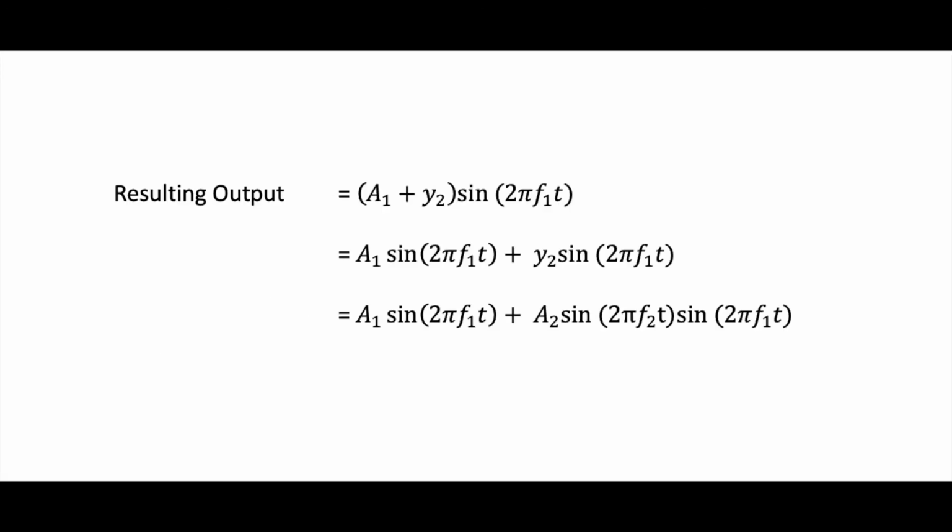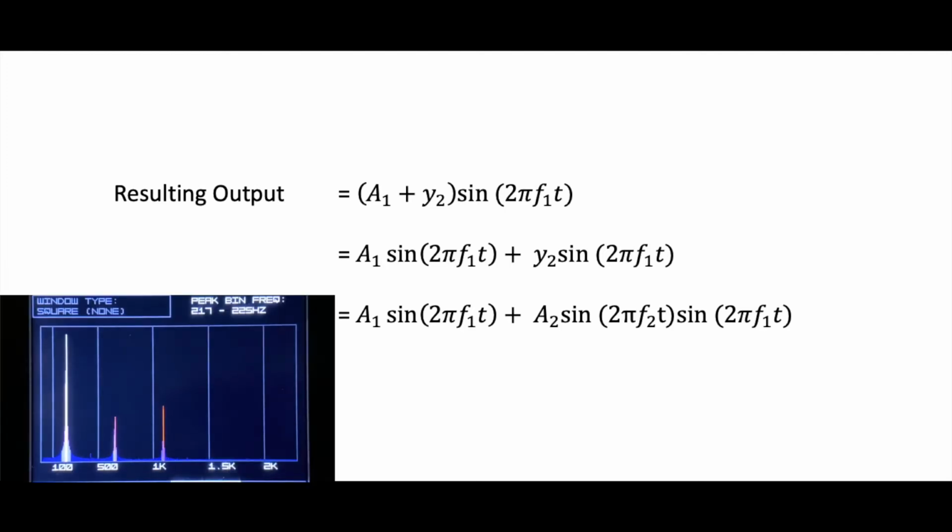The result becomes (a1 + y2) sin(2π f1 t), which breaks up to a1 sin(2π f1 t) + y2 sin(2π f1 t), which further breaks up because we can replace what y2 is, and we get a1 sin(2π f1 t) + a2 sin(2π f2 t) sin(2π f1 t). Notice that the first part of the result is our original first sine wave, the carrier. This reminds us of how we saw the original frequency as a high vertical bar in the output.